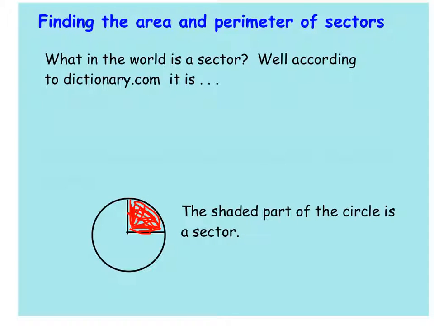So today we are talking about finding the area and the perimeter of a sector. So I'm sure you're asking, what in the world is a sector? So let's talk about what it is according to dictionary.com. A sector is a plane figure bounded by two radii and the included arc of a circle.